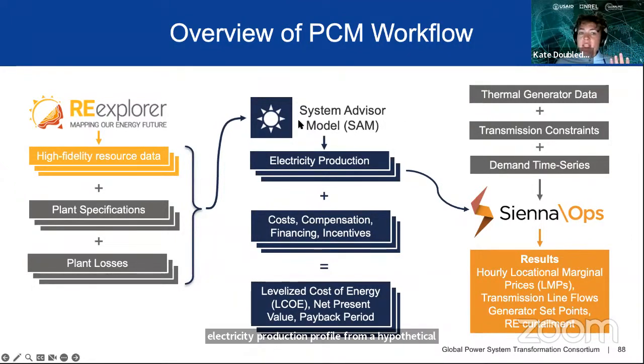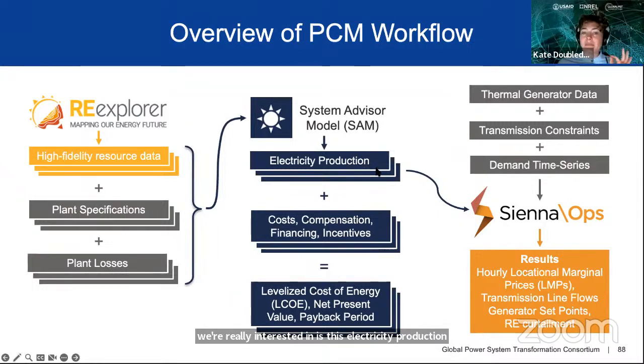In addition, SAM has various financial modeling capabilities. By combining this electricity production profile with some information about the cost, compensation, financing, and incentives, SAM can also provide various financial feasibility metrics that might be of interest, including levelized cost of energy, net present value, and payback period. So this information can also be useful in the site feasibility stage of a project development. But for this demonstration workflow, the output that we're really interested in is this electricity production profile.